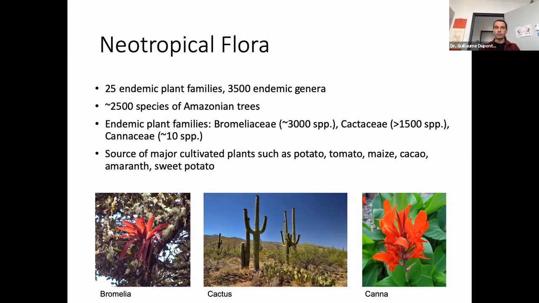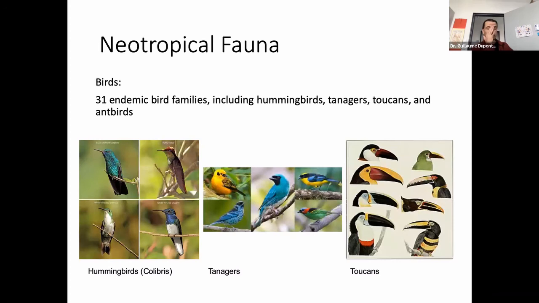So the Germans like potatoes or French fries, they come from South America. Tomatoes, maize, cacao, amaranth, sweet potatoes. So there's a huge diversity of plants which were cultivated.